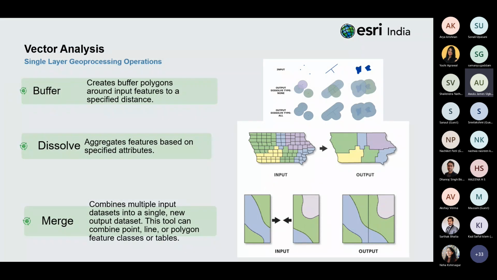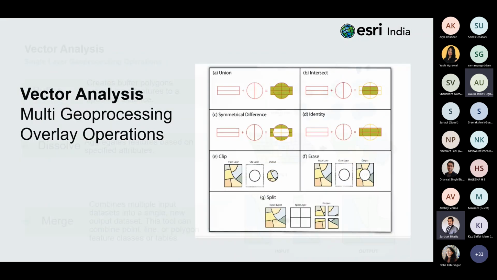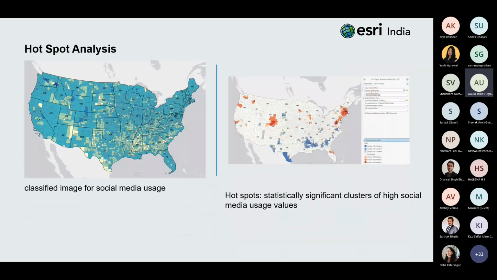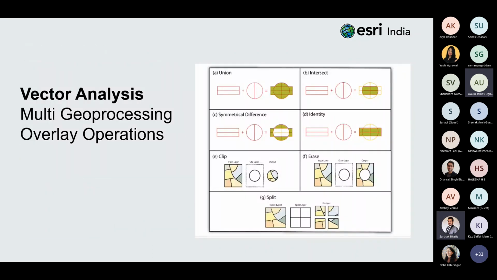Can you please let me know, sir? We have the clip option available here, on the previous slide. Yes, this one, the vector analysis. Yes, identity and clip. Okay, that is where I got a little confused. As in, identity is a part of the spatial query system. Yes, the identity overlay operation.